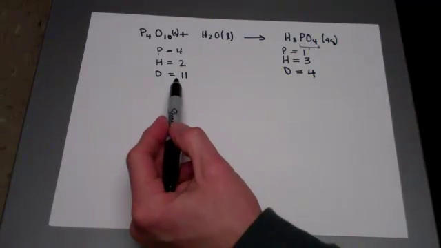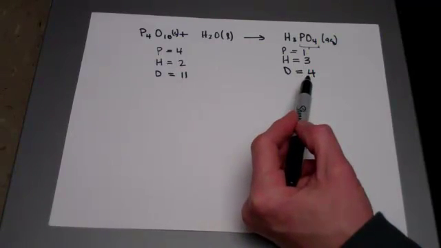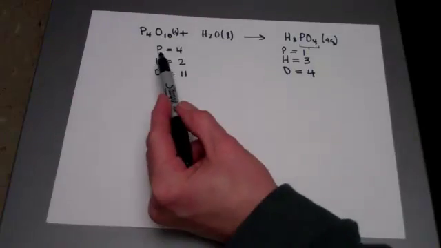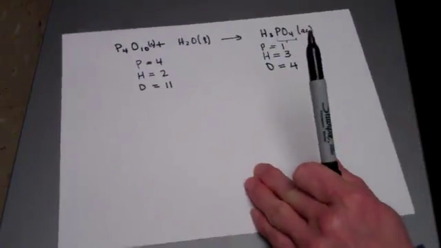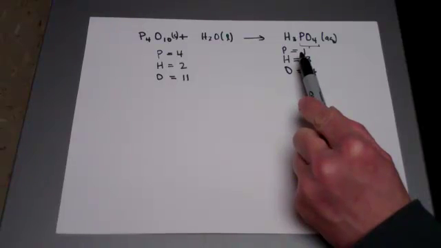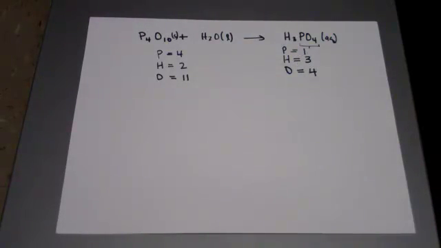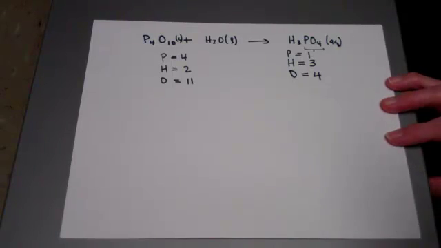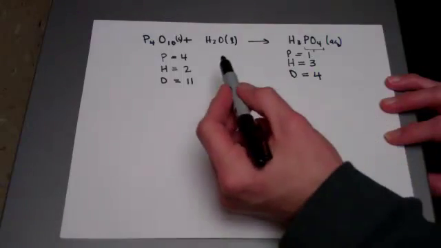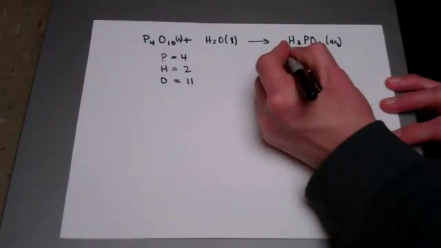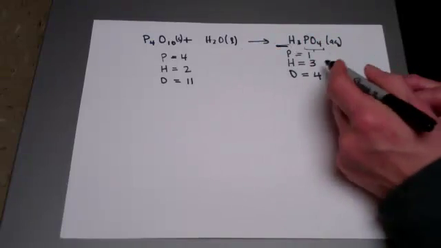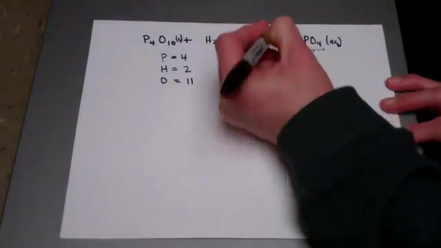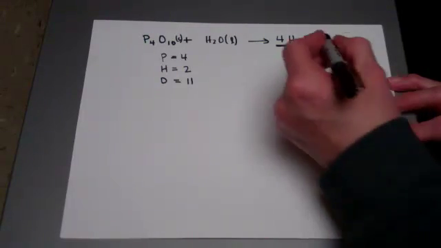So we have quite a bit more oxygen on this side of the equation than we do on this side of the equation. And we also have quite a bit more phosphorus on this side of the equation than we do on this side. So phosphorus is the most complex element that we have in here. The rest are hydrogens and oxygens. So I want to balance the phosphorus first. I think the easiest way to do that is to try placing a 4 in front of this molecule so that we can get 4 phosphorus atoms in here.